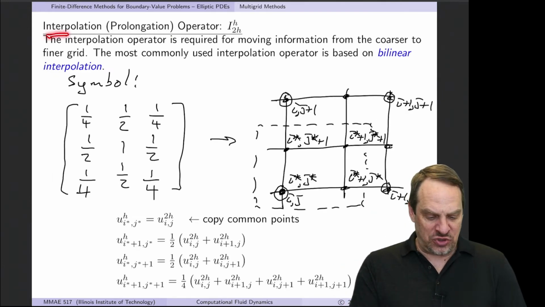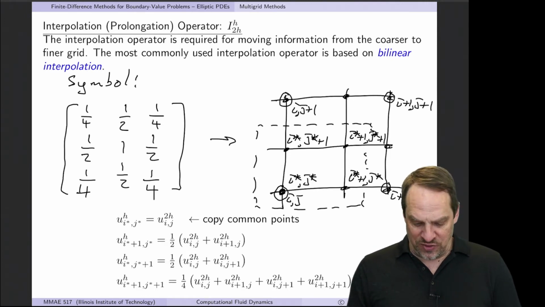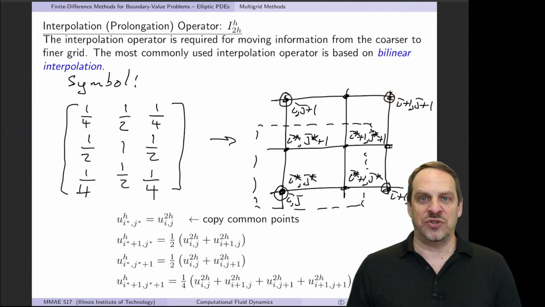Then the interpolation or prolongation operator, where we're taking information from the coarse to the fine grid, and we want to fill in the values on the fine grid that do not correspond to points on the coarse grid. So again, if you look on the right here, here's the ij point, now in the lower left-hand corner, corresponding to the I star j star point. And then the next point to the right on the coarse grid is I plus 1, j, above it, i, j plus 1, and then the upper right corner, I plus 1, j plus 1.